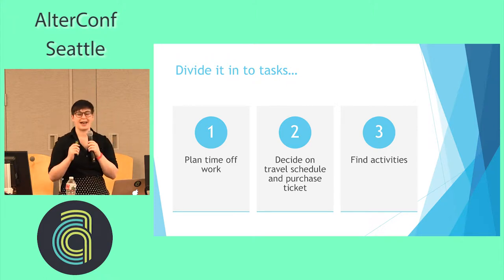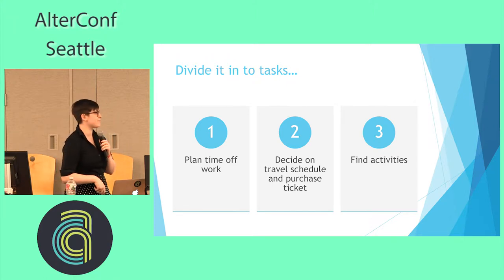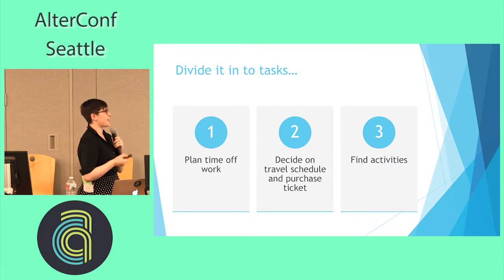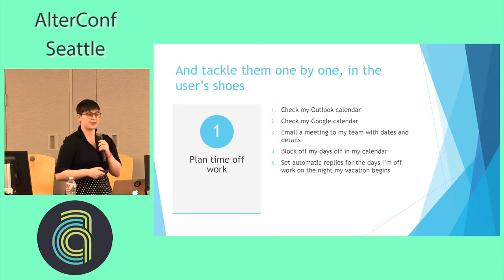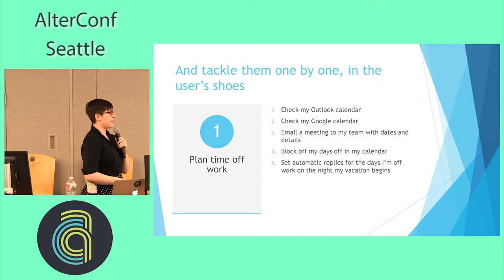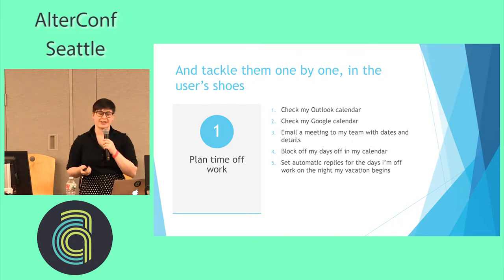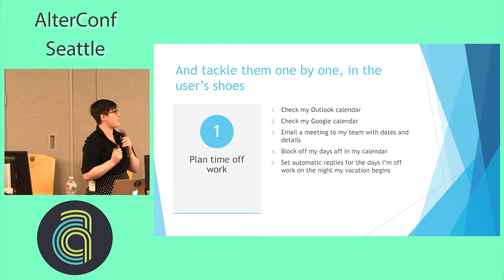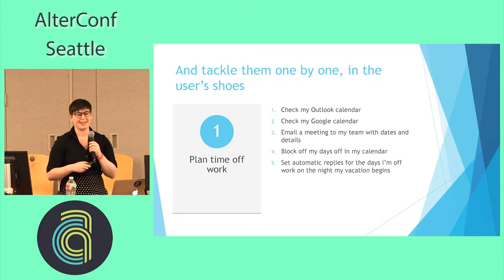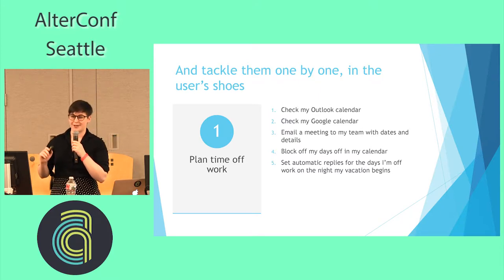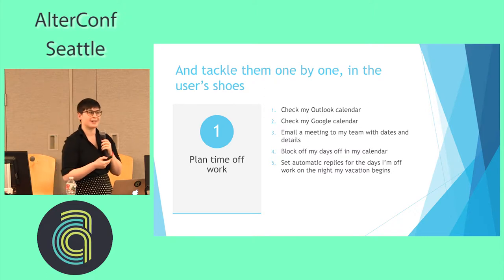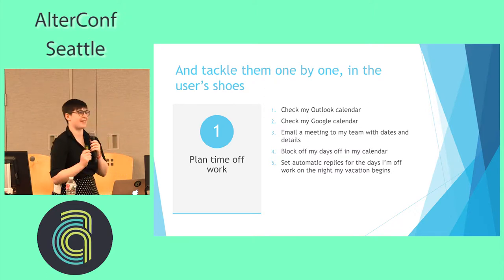The first thing that I do as an engineer is divide that into tasks. I need to plan time off work, decide on the travel schedule, find activities. Then I address each task one by one and break it down. This is how this task looks for me today. It's not so great. First, I have to check my Outlook calendar. Then I have to check my Google calendar. Then I send an email meeting to my teammates. Then I block time off on my calendar so people won't bug me during those days. And then on the day of, I have to remember to set up my automatic replies. Kind of annoying, kind of a pain. I always forget to set my automatic replies, and then I get yelled at.